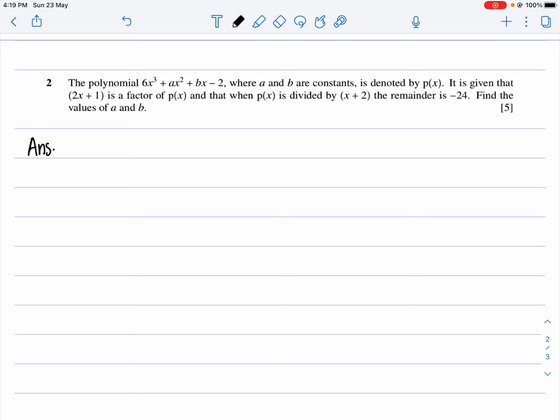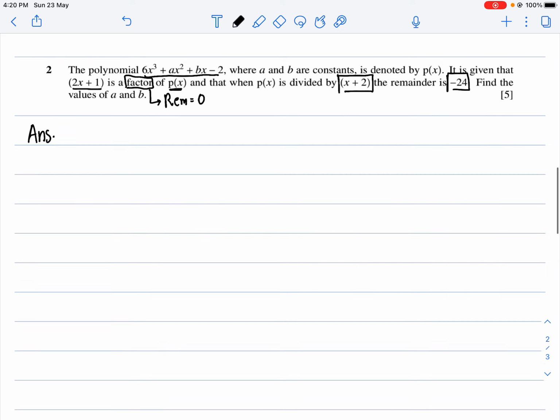This is the second question of the paper, and as you can see, this is a polynomial question. There's a polynomial which they have given you. They have told you when this is divided by 2x plus 1, it's a factor. So, factor basically means your remainder is equal to 0. Obviously, when you divide something with a factor, there's no remainder because it's perfectly divisible. Now when the polynomial is divided by x plus 2, you get a remainder of minus 24. We need to find the values of a and b. So here I simply use my factor theorem or remainder theorem.